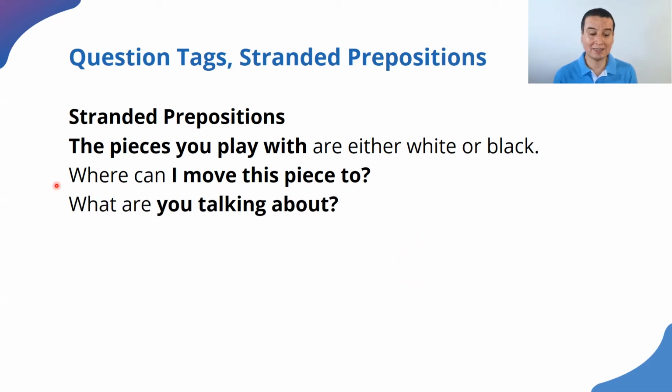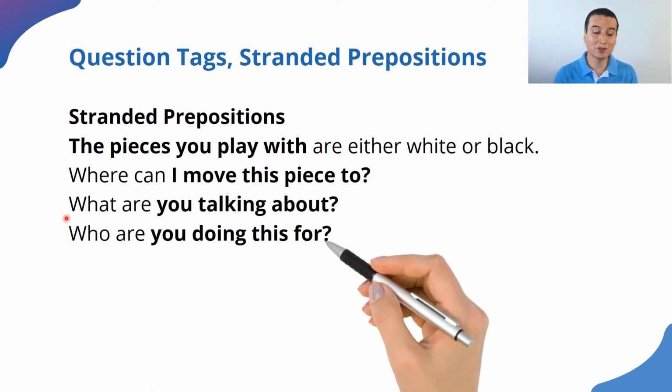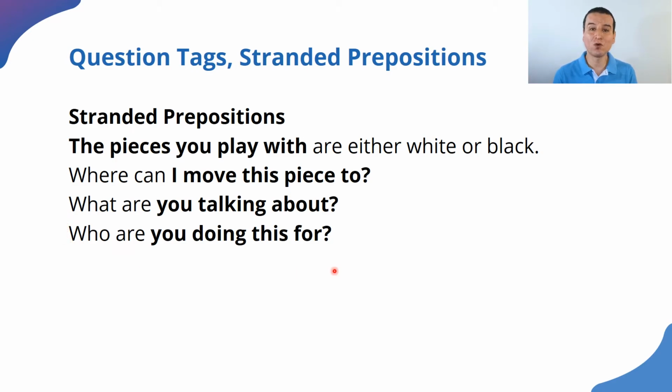Or what he says at the end, "What are you talking about?" He could have said, "About what are you talking?" But we're using the stranded preposition here. Or a final example with another preposition: "Who are you doing this for?" We could say, "For whom are you doing this?" But it's easier just to say, "Who are you doing this for?" All right? That is a resource that we have in English to make it simpler.